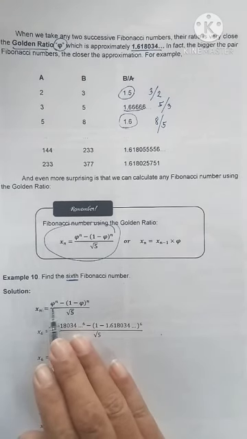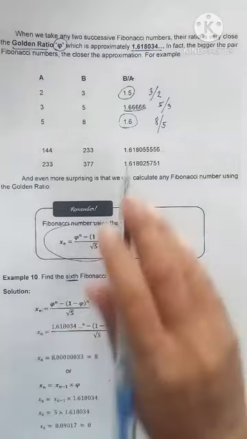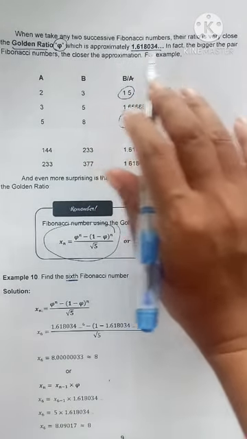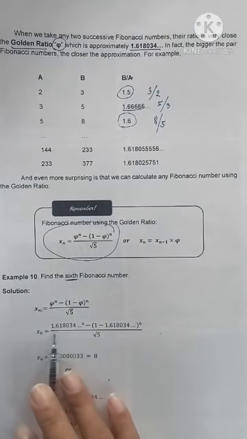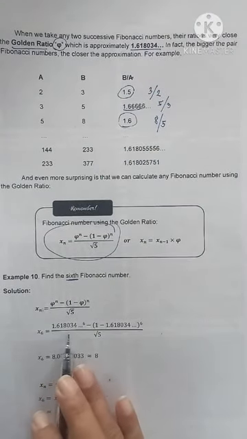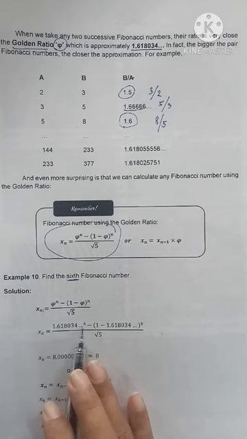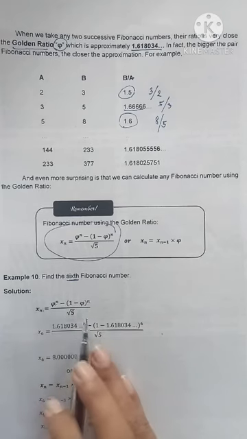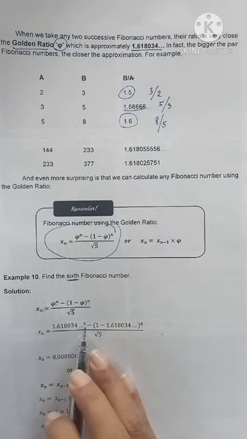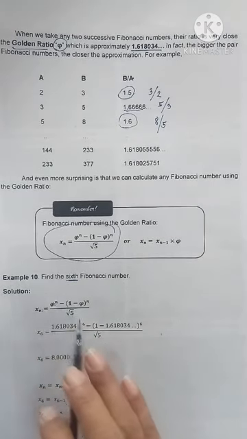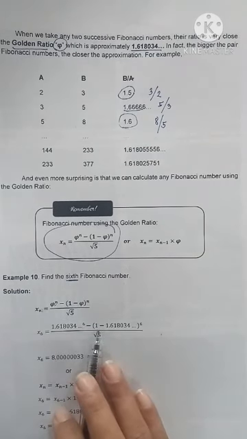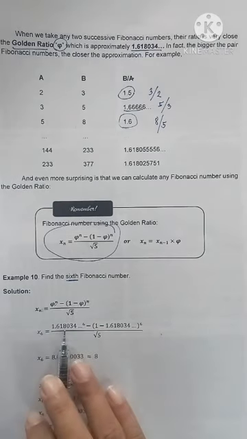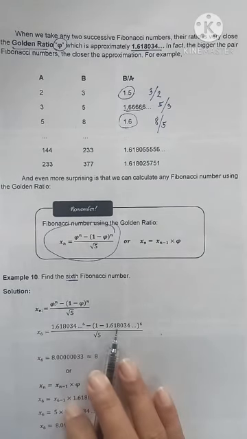Where are we going to get the value of the golden ratio? From here. That's why we have 1.618034 raised to the power of 6. Again, our value of n is 6, that's why we have 6 here. And then copy the minus, and then the quantity of 1 minus the value again of our golden ratio.